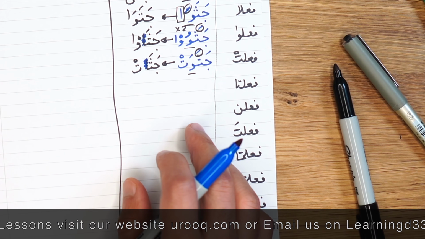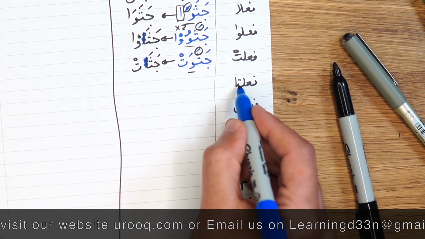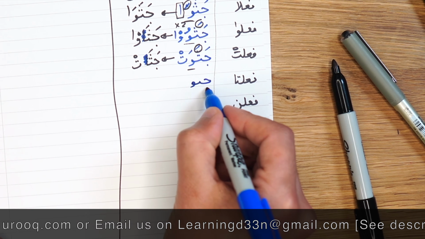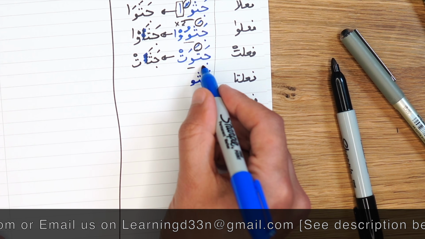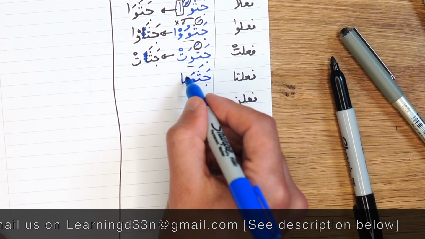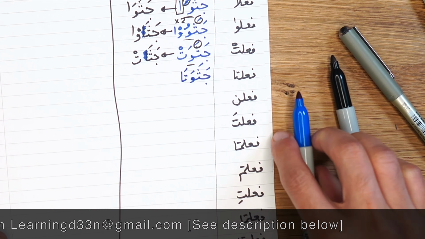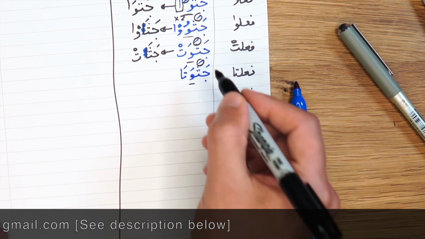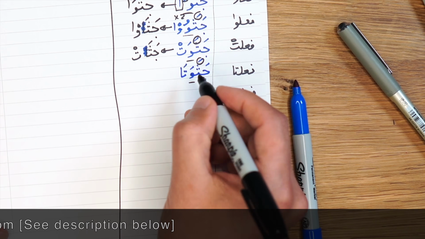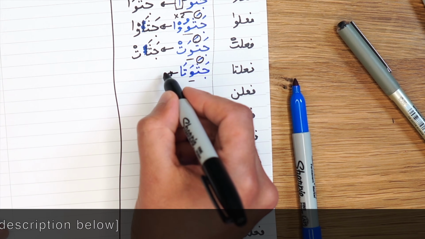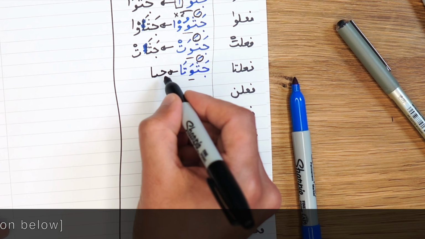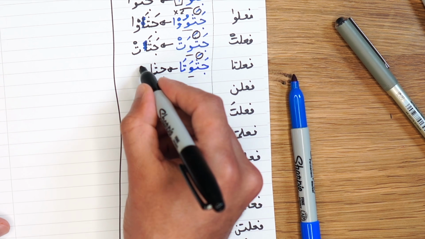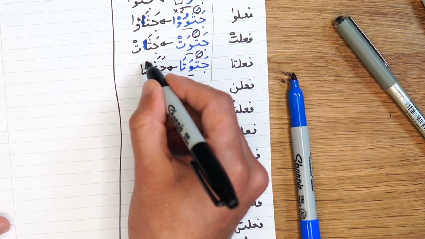Next, fa'alata. This would be jathawata. Again, what's happened? You've got a waw preceded by a fatha, so you change this into an alif. So it becomes jatha. Right, so far with me?